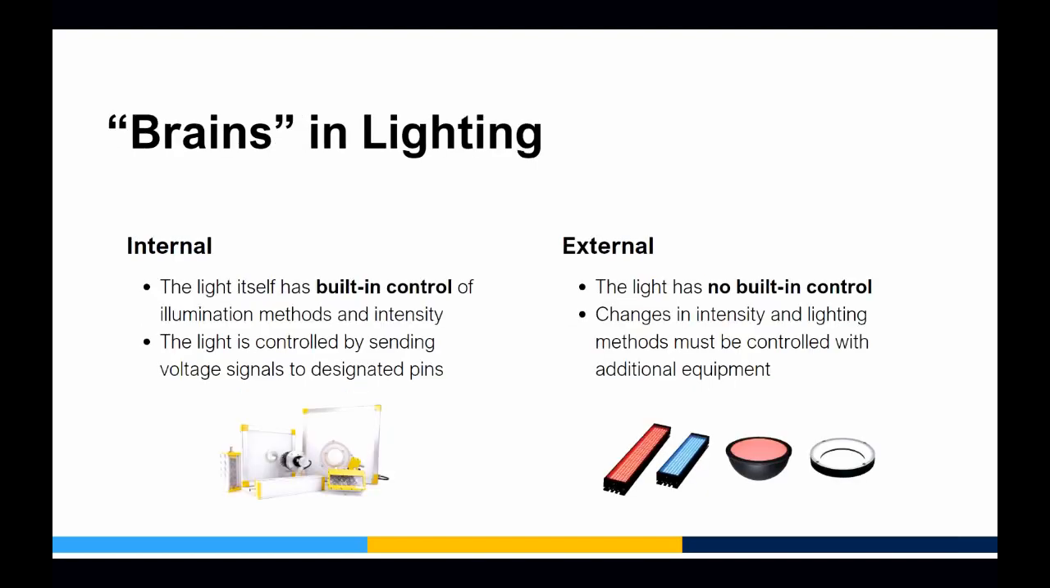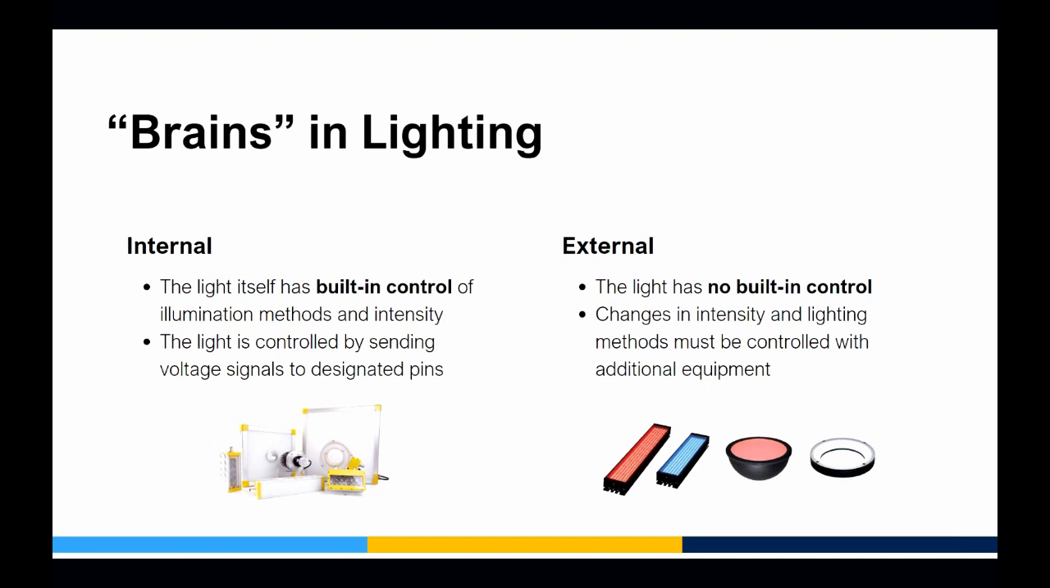So next is talking about essentially where are the brains in lighting? Lights like the FE Lux lights have what we call a built-in driver, which means that they have built-in control to change the illumination method and make changes to the intensity. If you need to change your intensity or change your illumination method, all of that can be done with just the light and a 24-volt signal, and you are good to go. You can pick whatever you want.